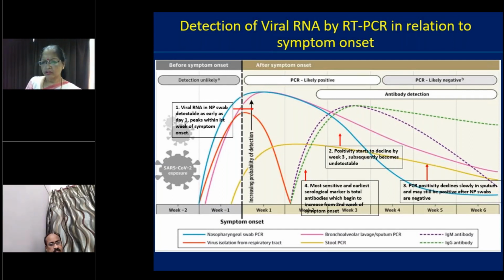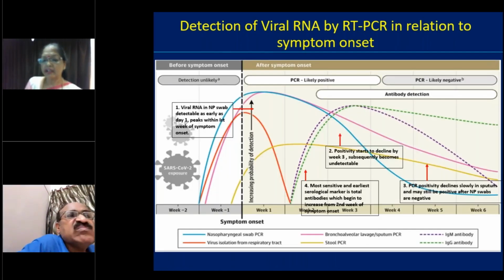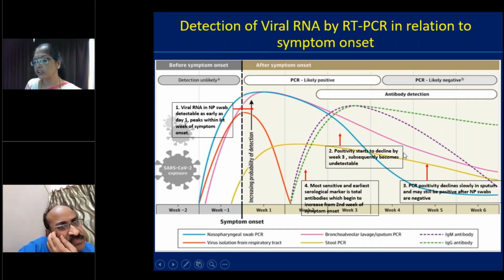Now this is very important. Here you can see that RT-PCR becomes positive much before the patient develops symptoms, even 2 to 3 days before the symptoms. Then it rises and reaches its peak around the first week, say 6 to 8 or 9 days, and then after the second week it gradually declines, and after the third week it slowly decreases and gradually becomes undetectable.